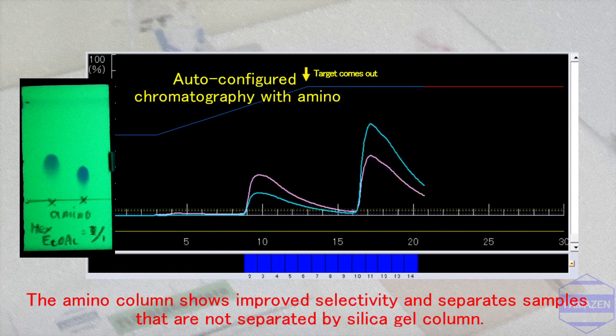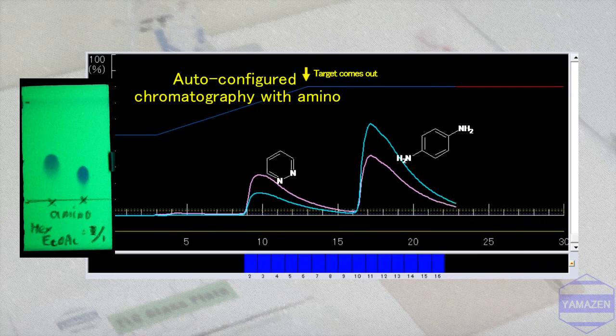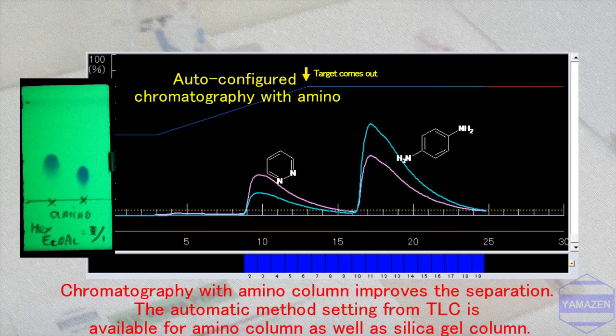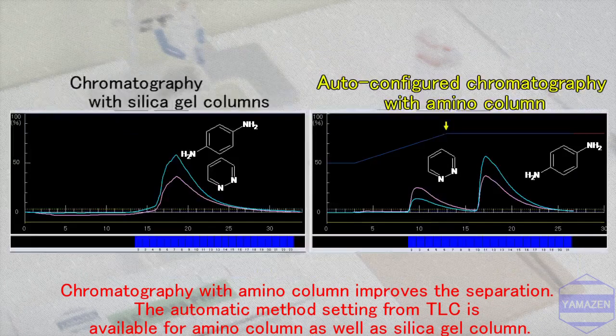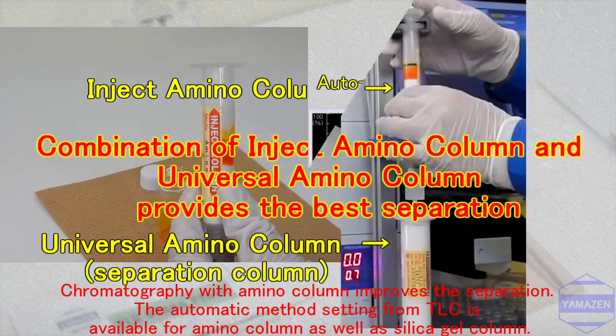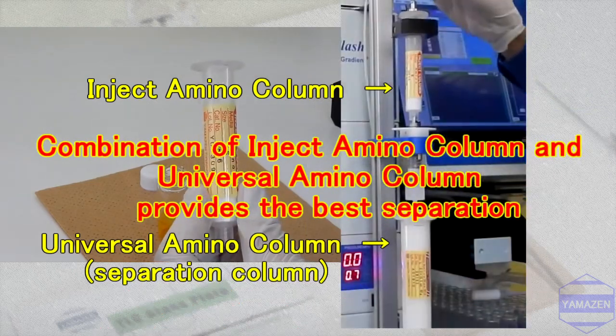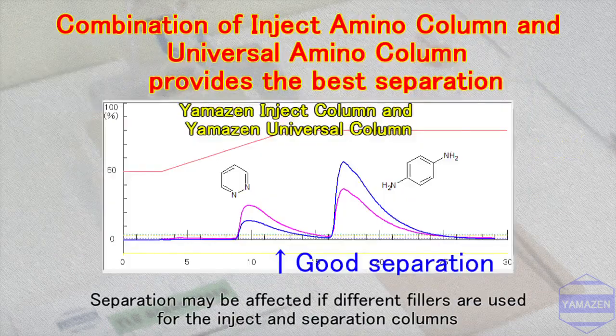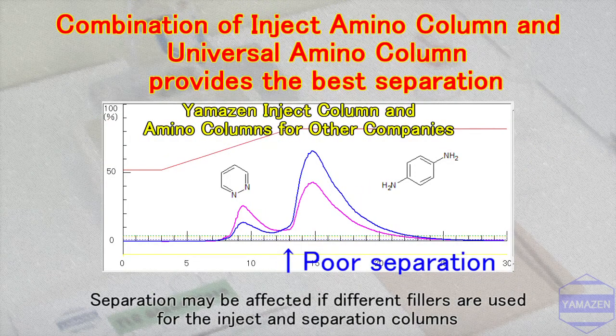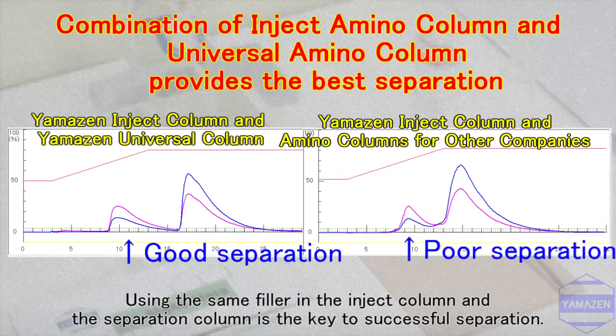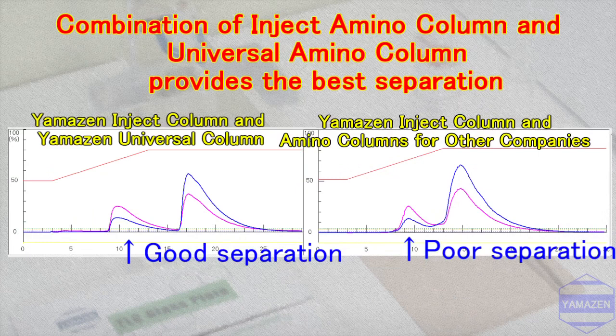By performing chromatography with amino columns, separation quality is improved. YAMAZEN's automatic method based on TLC works just as well for amino as it does for silica. Separation may be affected if different stationary phases are used for the inject and separation columns. Using the same stationary phase in the inject column and the separation column is the key for successful separation.